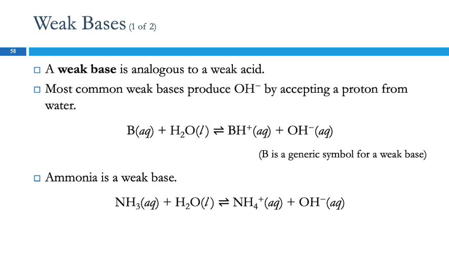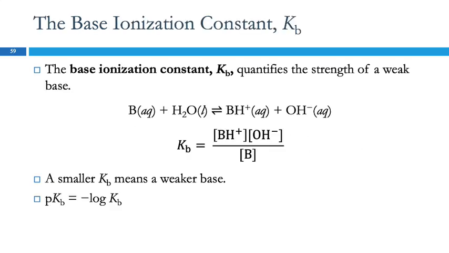So when you have ammonium hydroxide or aqueous ammonia, those are 2 different ways of describing exactly the same solution. Okay, ammonium hydroxide is the same as aqueous ammonia. So like the acids, we have an ionization constant for the weak bases, and it tells us how strong they are. So here's our generic equation for the weak base.